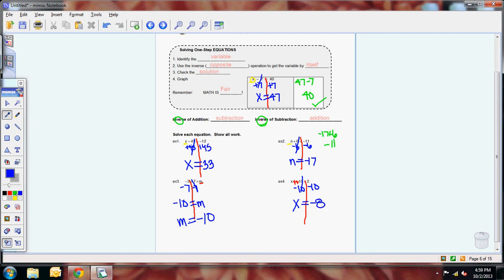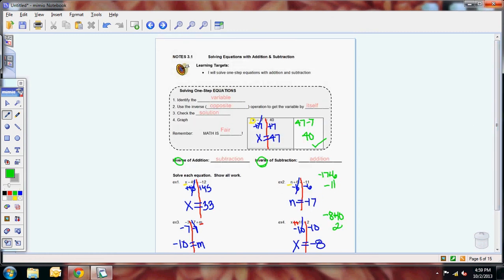Let's check this one. If I plug negative 8 in for x, I have negative 8 plus 10, and that does indeed equal 2. So that's one-step equations just using addition and subtraction. Tomorrow we're going to multiply and divide.